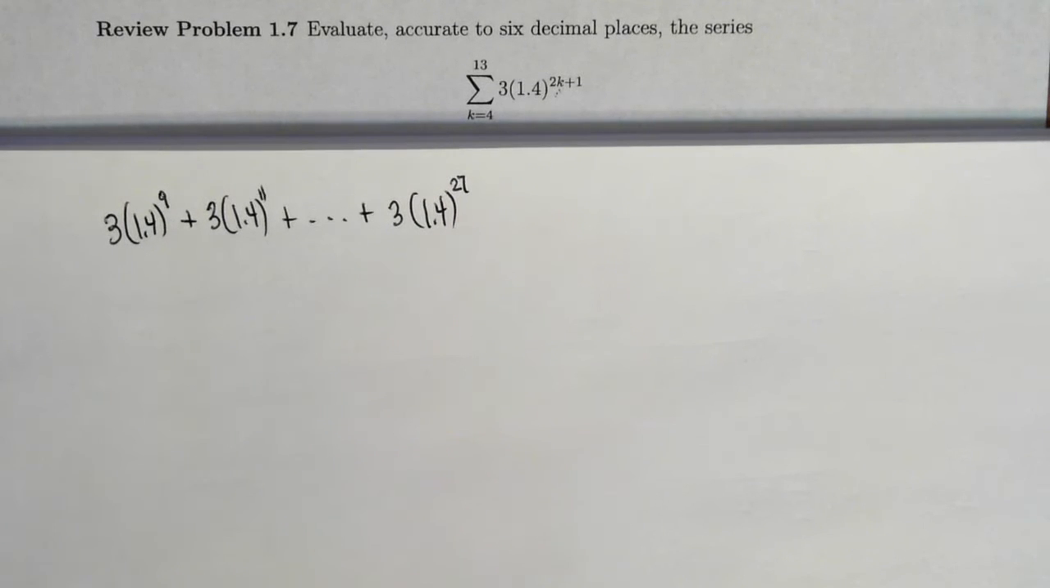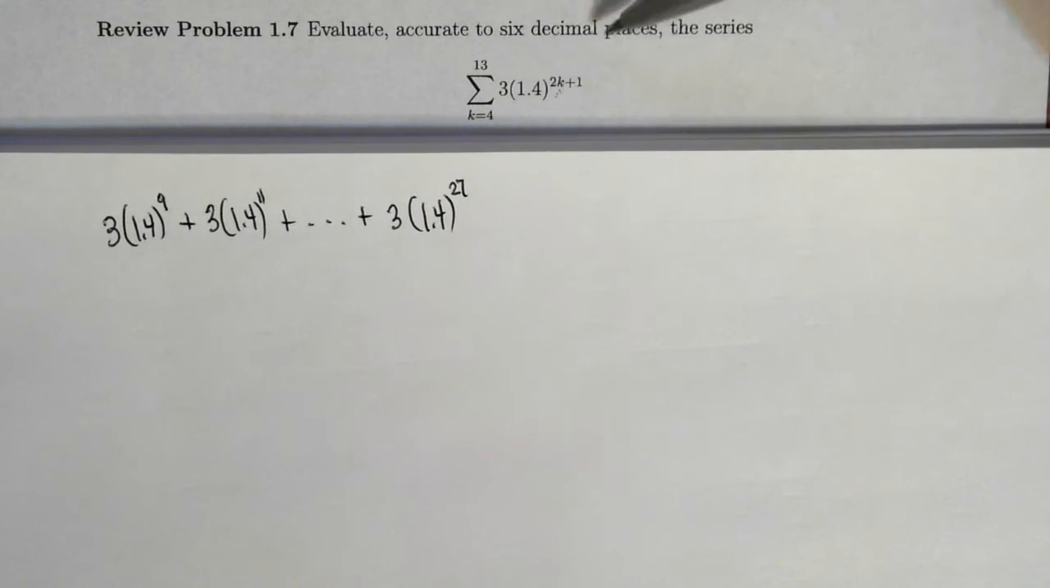Now we recognize that this is a geometric series. And we probably could have recognized that from the original series. I've got a constant, I've got a base, and then I've got an exponent that is linear in the index k. And so that's my signal that I have a geometric series that will need to be evaluated.